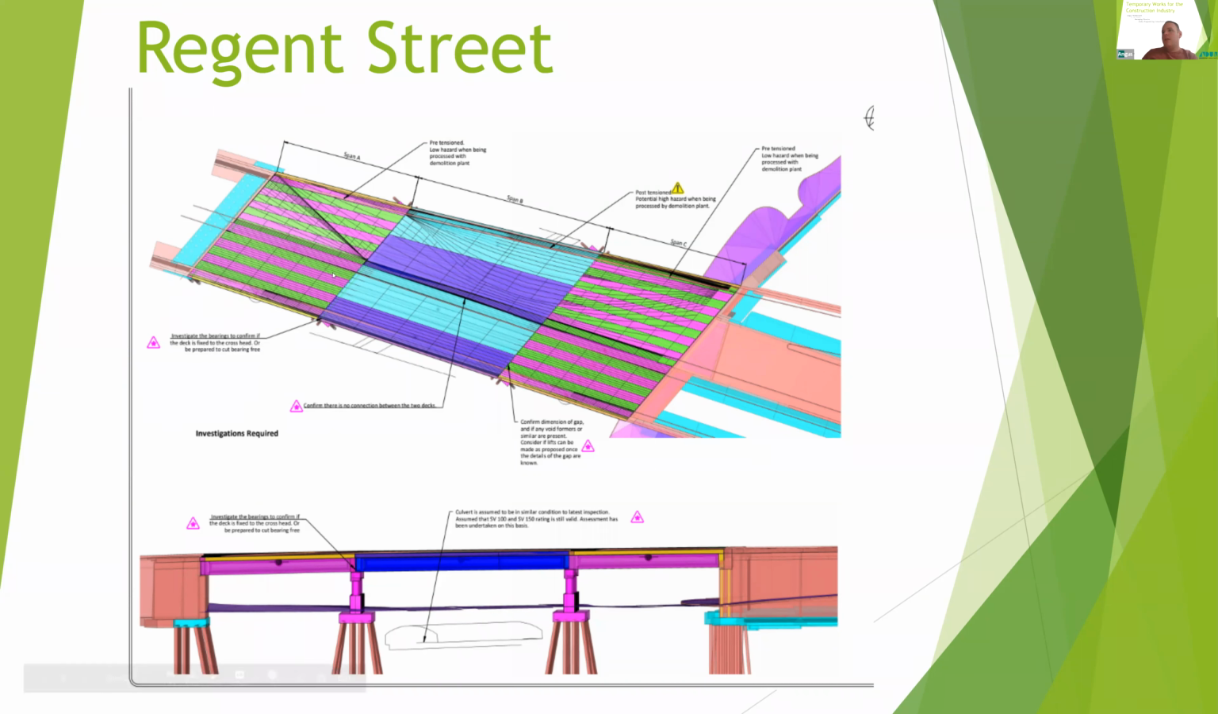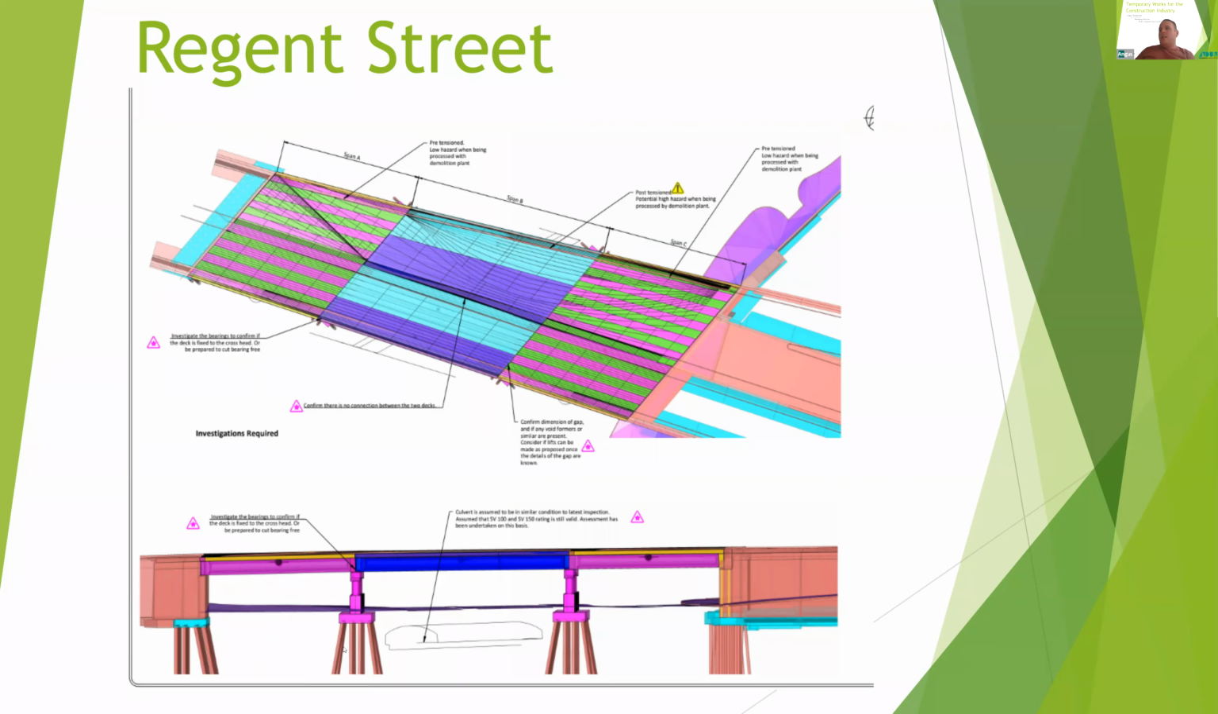The outer spans, so the pink and the green spans, are pre-stressed concrete beams, while the dark blue and the light blue here are post-tension beams. So this bridge had a bit of both. Side spans are pre-stressed and the inner spans post-tension, sitting on concrete abutments and concrete piers.